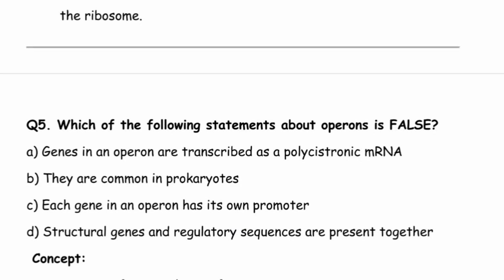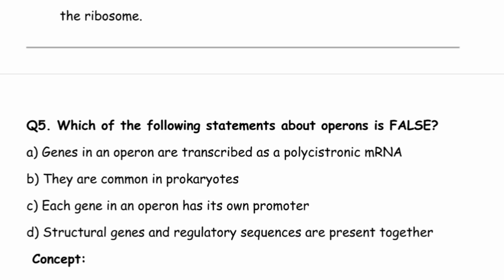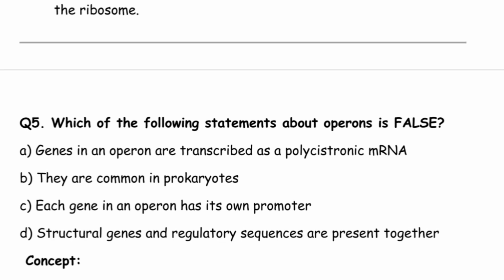Next question: which of the following statements about operons is false? A. Genes in an operon are transcribed as a polycistronic mRNA. B. They are common in prokaryotes. C. Each gene in an operon has its own promoter. And D. Structural genes and regulatory sequences are present together. The correct answer is C. Each gene in an operon has its own promoter.